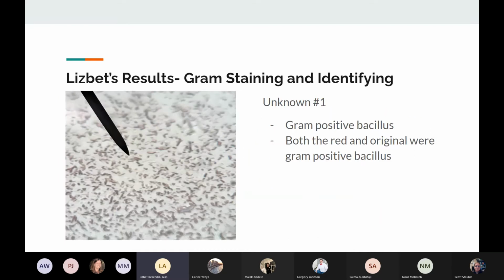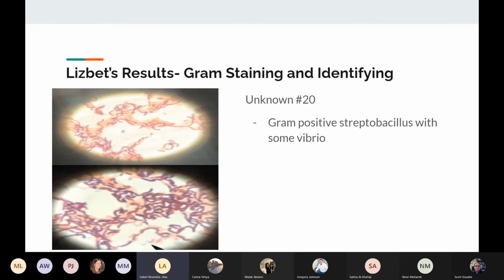We proceeded by doing a gram staining on our unknowns to see the morphology, and our number 1 unknown showed that it was a gram-positive bacillus for both the red and the original. These results indicated that since both strains of the unknown were gram-positive bacillus, they came from the same strain. If you move on to the next, we also performed a gram staining on our unknown number 20.